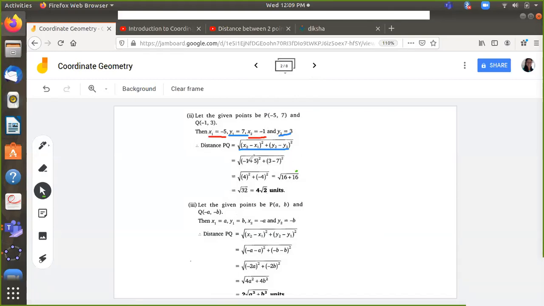So x2 was negative 1 minus negative 5. Negative of negative 5, that's why it is written as positive 5 here. Can you see that? So negative 1 plus positive 5 the whole square plus your y2 is 3 and your y1 is 7. So 3 minus 7 the whole square. So that is a negative 4. So here you get a positive 4 square and a negative 4 square. Both of them 4 square, which is 16 plus 16. So it is root 32.